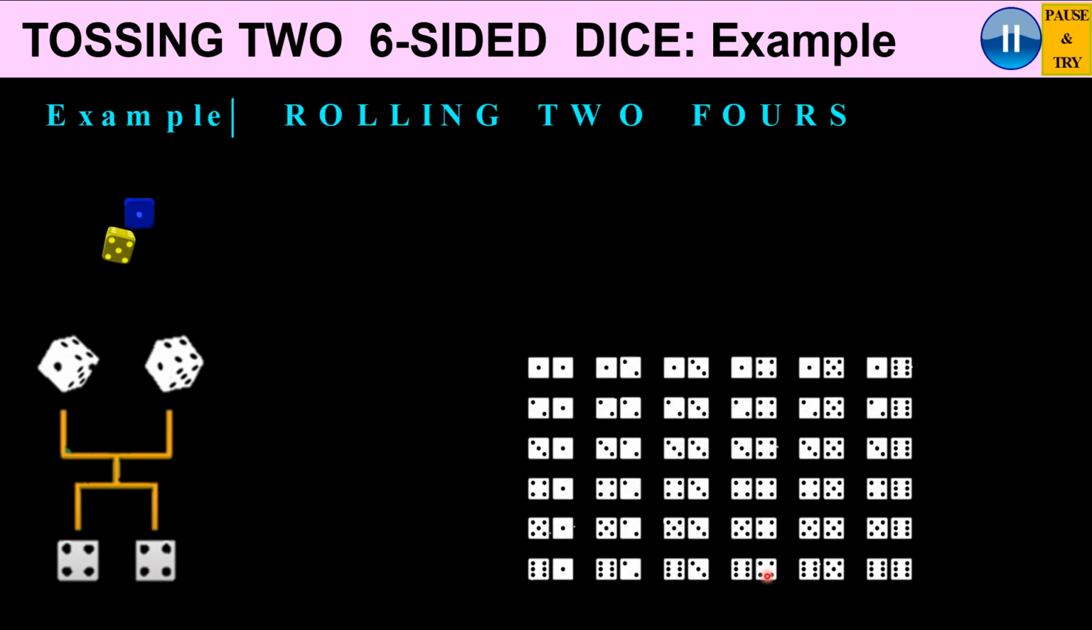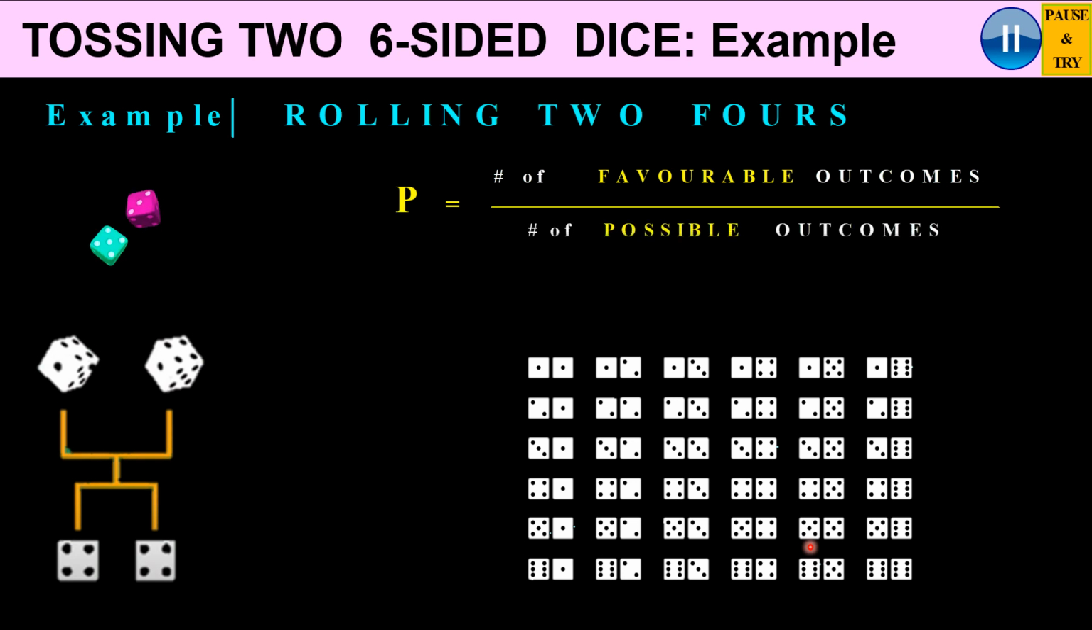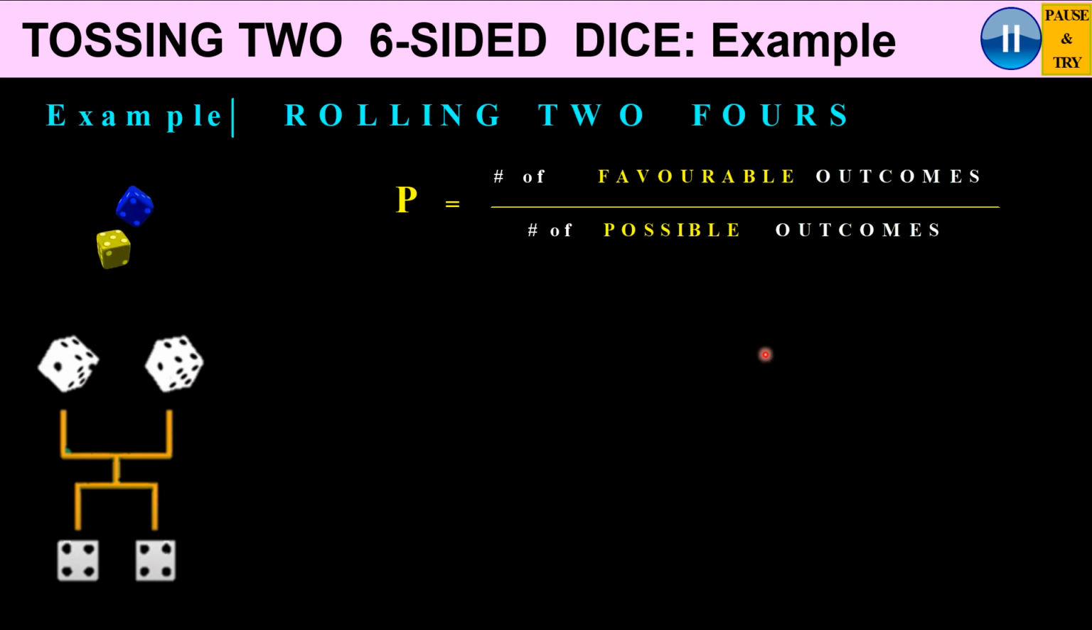Where do you see 2 fours? That's the only place where there's 2 fours. So that's the sample space. The total number of outcomes is 36, and there's only one. What's our definition of probability? The number of favorable outcomes divided by the number of possible outcomes. The possible outcomes total 36, and the favorable outcome in this case is only one.